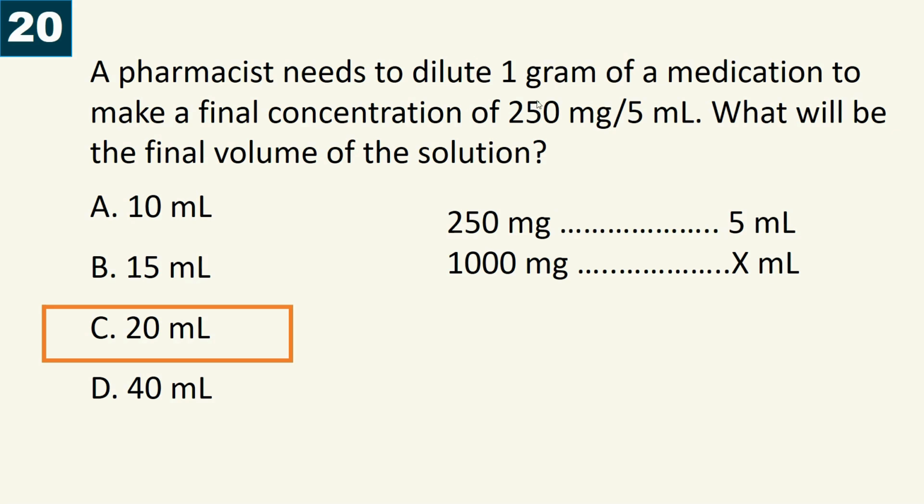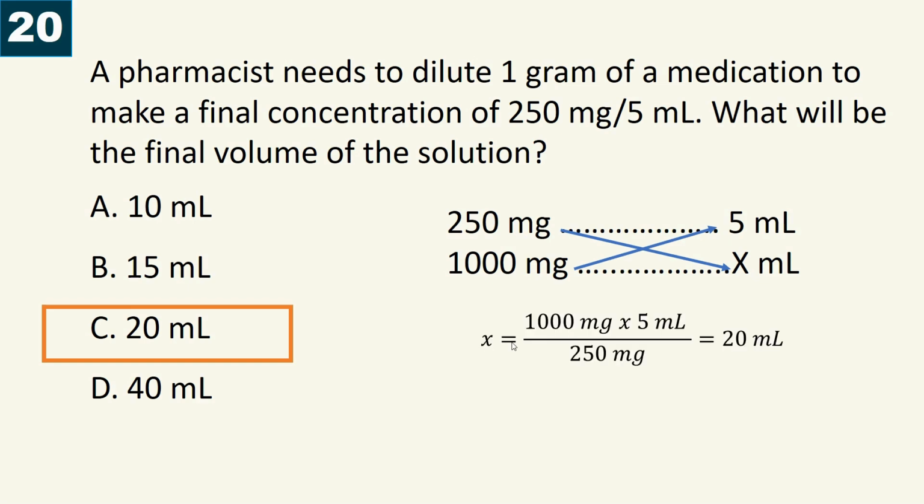They're asking, you're diluting 1 gram, leading to 250 milligrams per 5 mL. That means 250 milligrams has 5 mL. So 1 gram is 1000 milligrams. So 1000 milligrams will be how many mL? The best way is cross multiplication. For cross multiplication, point the arrow to the x. So you get x mL equals 1000 milligrams times 5 mL divided by 250. So it gives you 20 mL. That's your correct answer. Next question.